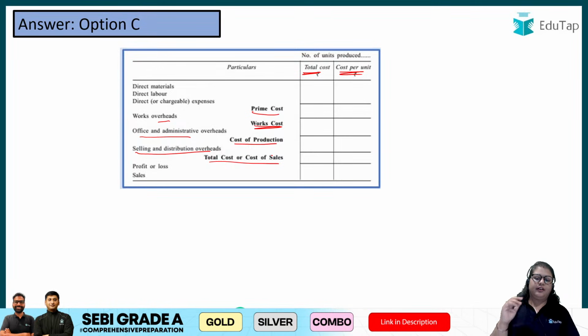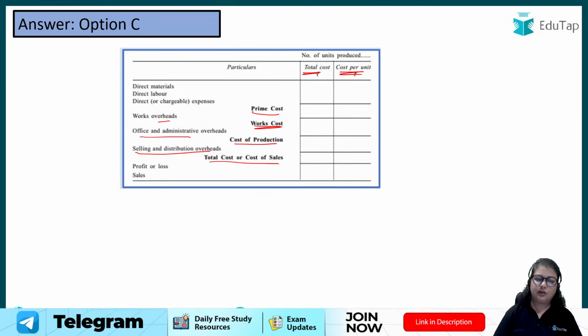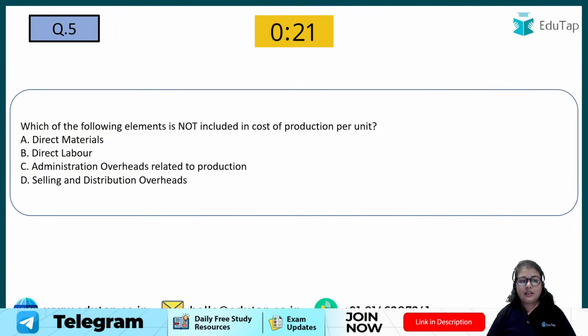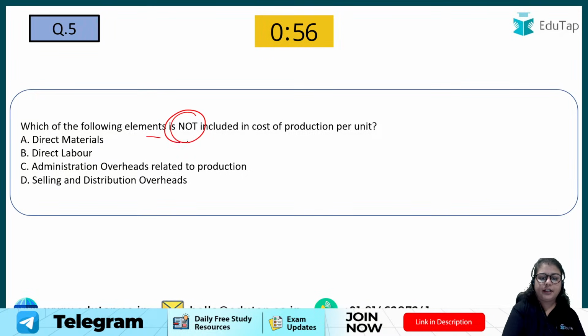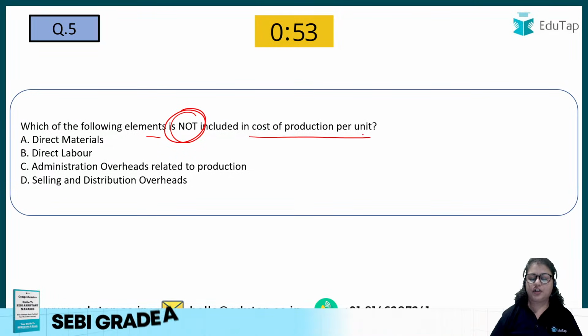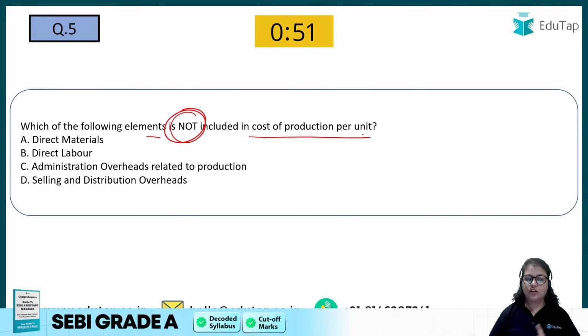Okay, after we have found out the total cost of sales, we can find out the profit or loss if the sales is given to you, or vice versa. Now, question number 5, which of the elements is not included in the cost of production per unit?